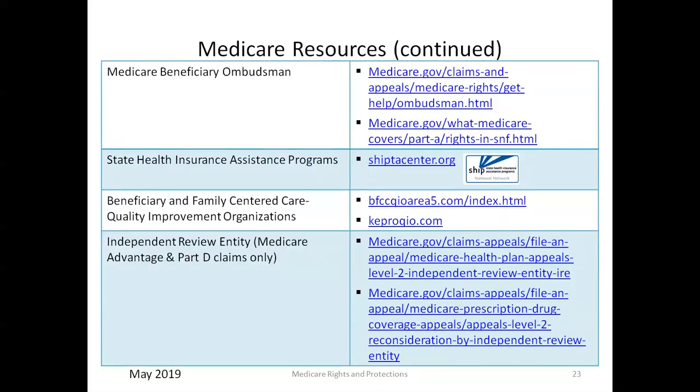Some other resources: the Medicare Beneficiary Ombudsman. Here are some forms. Of course, SHIPs. The KEPRO, QIO, here's the website for them, and I've actually given the number back in one of the slides. That is for quality of care. That is the Beneficiary and Family Centered Care Quality Improvement Organization, KEPRO. Independent review entities are for Medicare Advantage and Part D claims only. Here are some appeals for those. These are forms and things like that that we can get to.